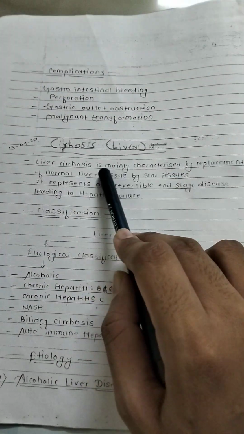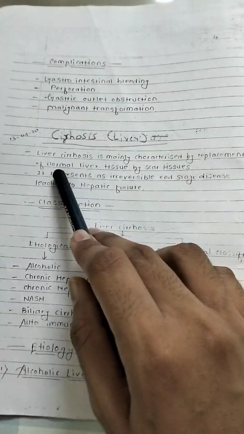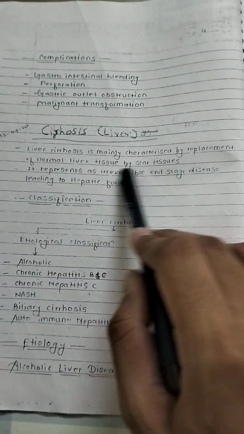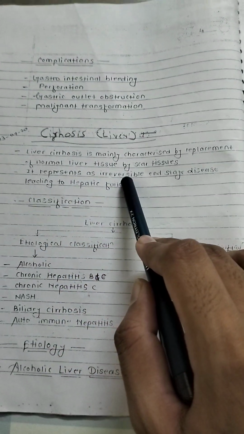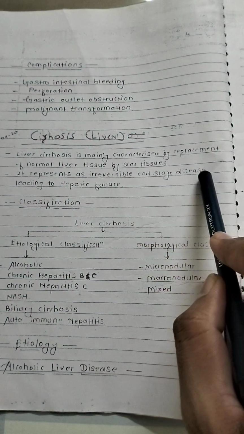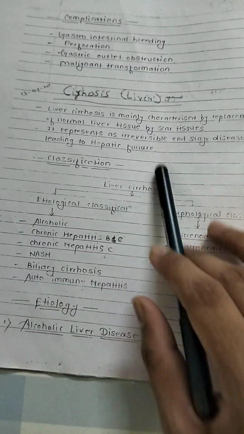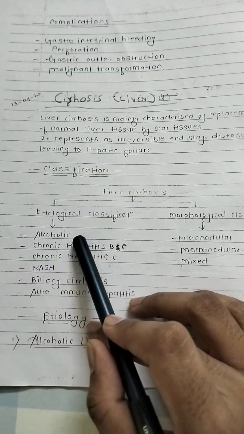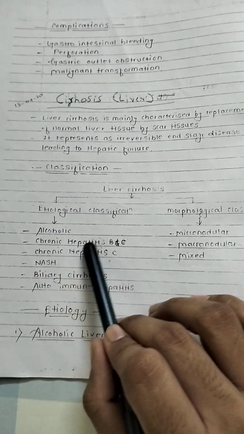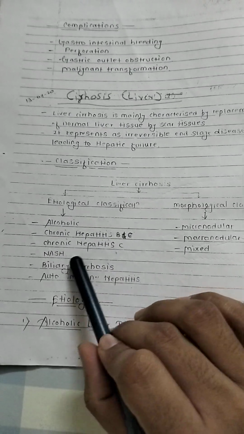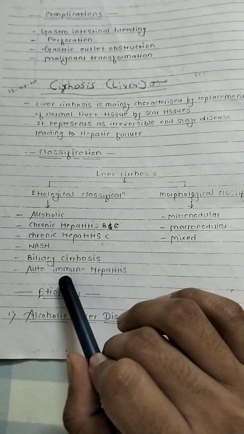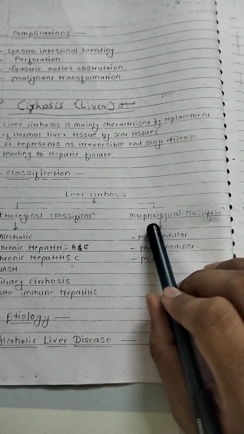Cirrhosis of the liver. Liver cirrhosis is mainly characterized by replacement of normal liver tissue by scar tissue. It is represented as an irreversible, end-stage disease leading to hepatic failure. Classification of liver cirrhosis. Etiological classification: alcoholic, chronic hepatitis B, chronic hepatitis C, NASH, biliary cirrhosis, autoimmune hepatitis.